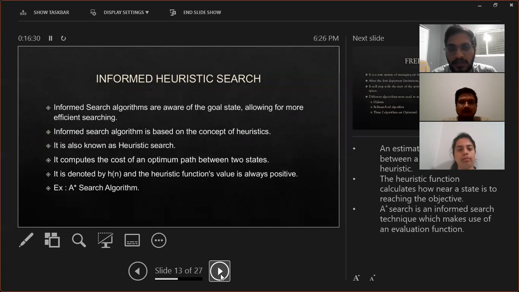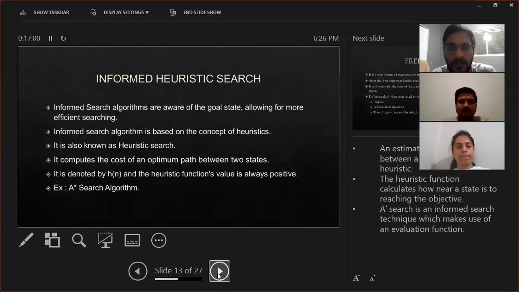The heuristic function calculates how near a state is to reaching the goal, and it computes the cost of an optimum path between two states. It is also denoted by h of n. The heuristic value is always positive, and the best example for implementing a heuristic function is the A-star algorithm. A-star search is also an informed technique which makes use of the evaluation function to determine the best path between the two nodes.